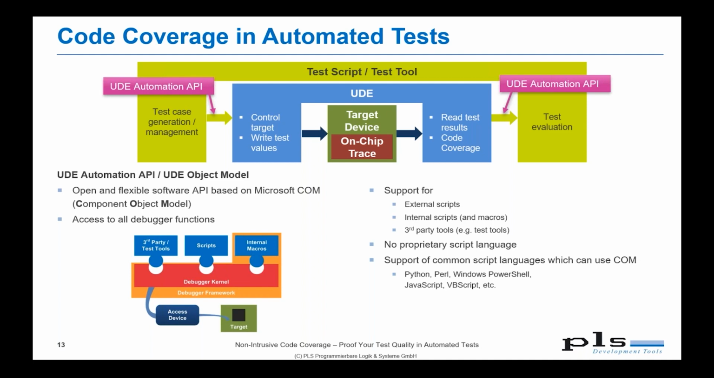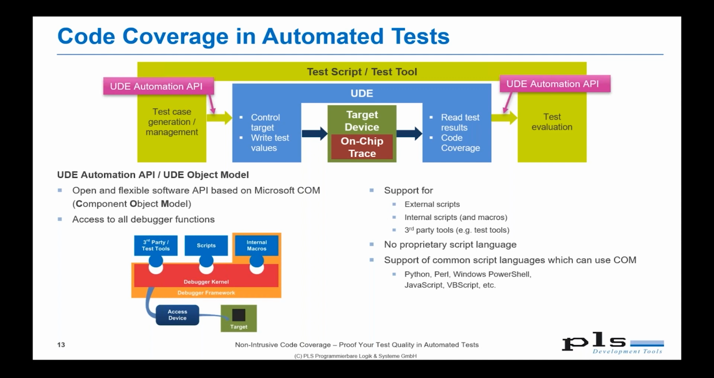So you can control the application on a real target device by your script or by the test tool. You can write test cases into the hardware, and you can retest results, of course, and then you can in parallel capture trace information to calculate the code coverage that you achieve with your tests.